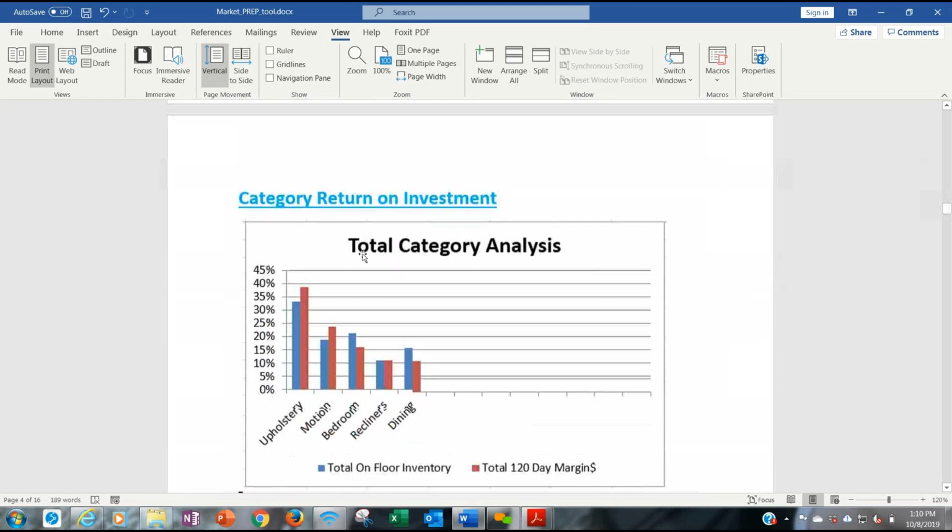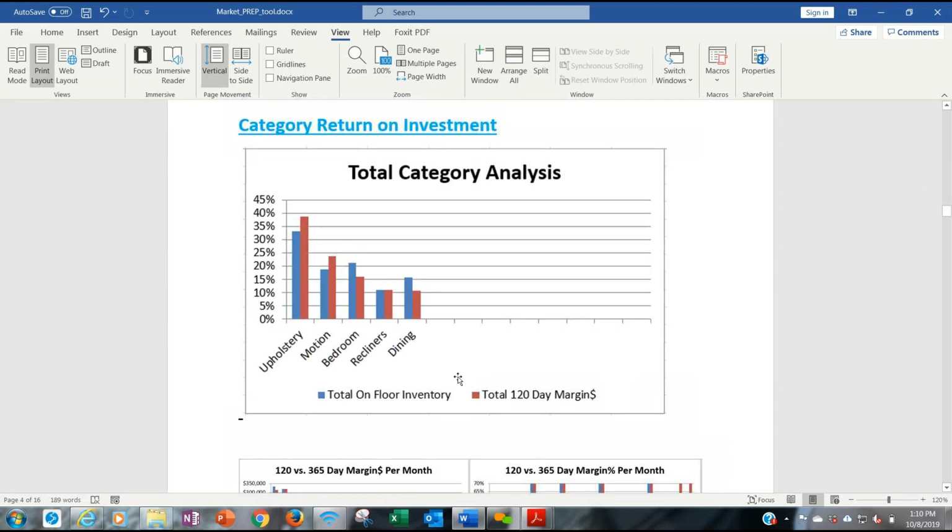And then we get into what I call the category return on investment, really understanding what categories are returning on the investment level. So again, it's a quick review. The blue bar represents the investment level in each of those categories, and then the red bar represents the return on investment based on 120-day margin dollars. So in this example data, obviously upholstery and motion are performing well. So those are ones we may want to try to invest more in. Versus if you look at bedroom and dining, the return is not matching the investment level.